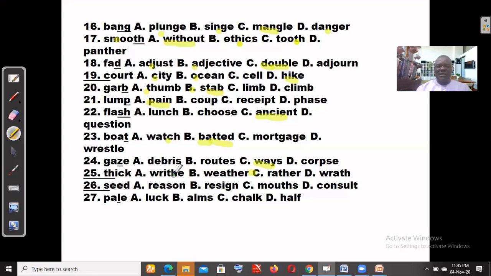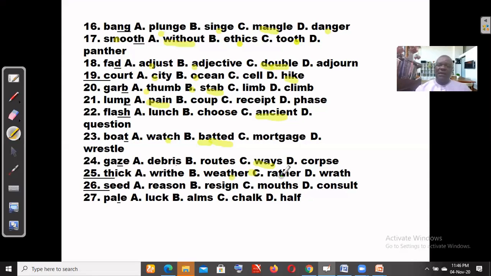So this leans a little toward D, as I earlier pointed out. So what we have here is wreath. Then again in B, we have weather. Of course, this is the voiced one, so it's eliminated. We are looking for the voiceless.